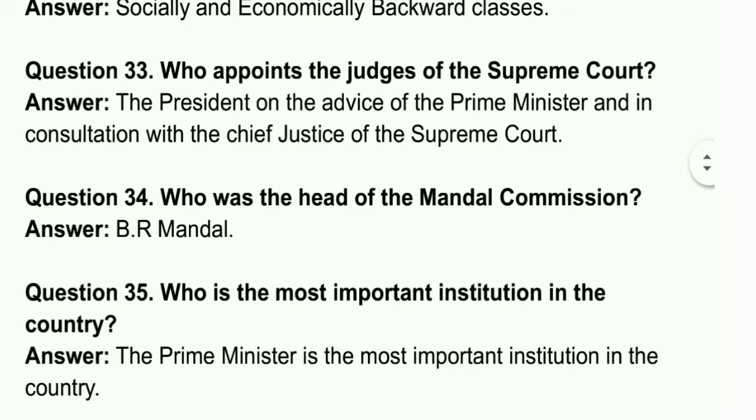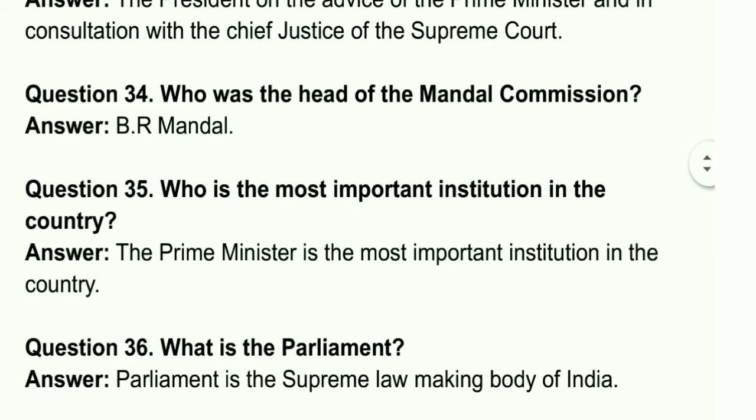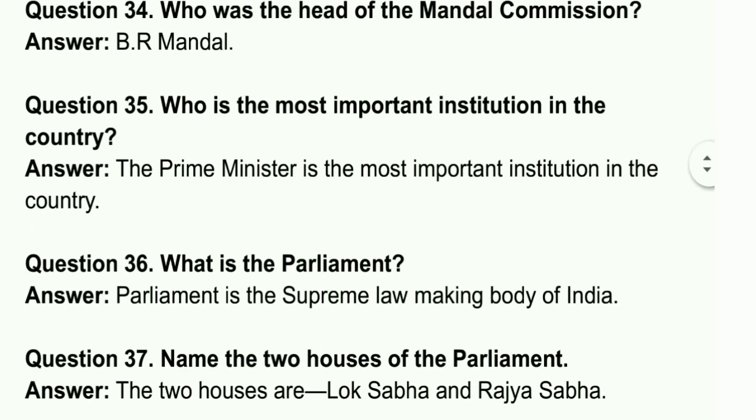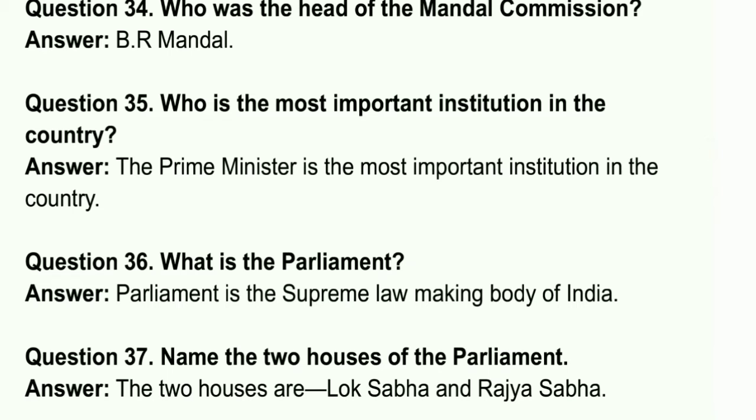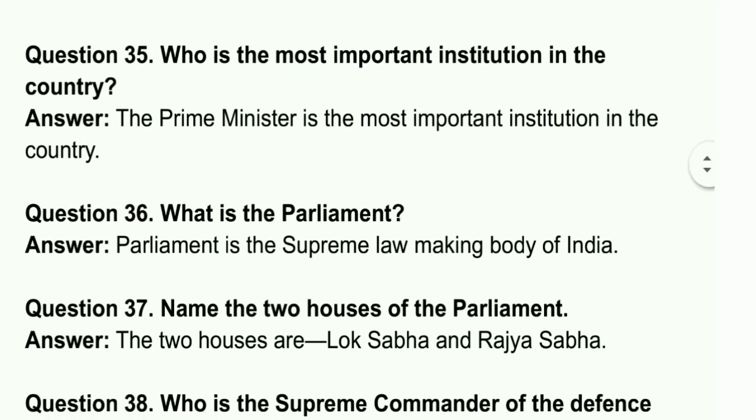Next question: who appoints the judges of the Supreme Court? Answer: the President on the advice of the Prime Minister and in consultation with the Chief Justice of the Supreme Court. Next question: who was the head of the Mandal Commission? Answer: B.R. Mandal. Next question: who is the most important institution in the country? Answer: the Prime Minister is the most important institution in the country.